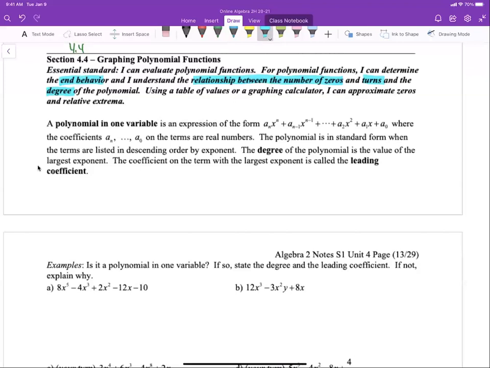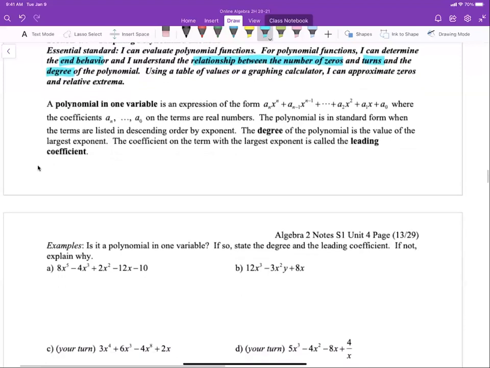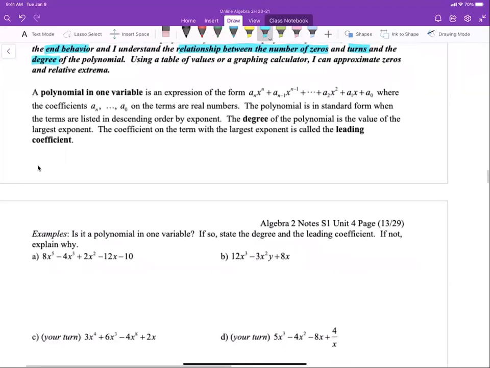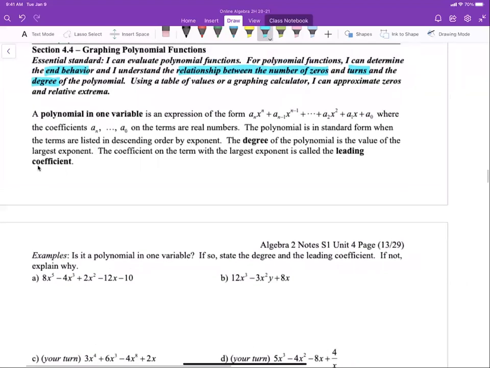Using a table of values or a graphing calculator, I can approximate the zeros and relative extrema. All right, a polynomial is in one variable, okay? One variable, such as x, is an expression in the form as seen here. Okay, so let's talk about what's going on here.